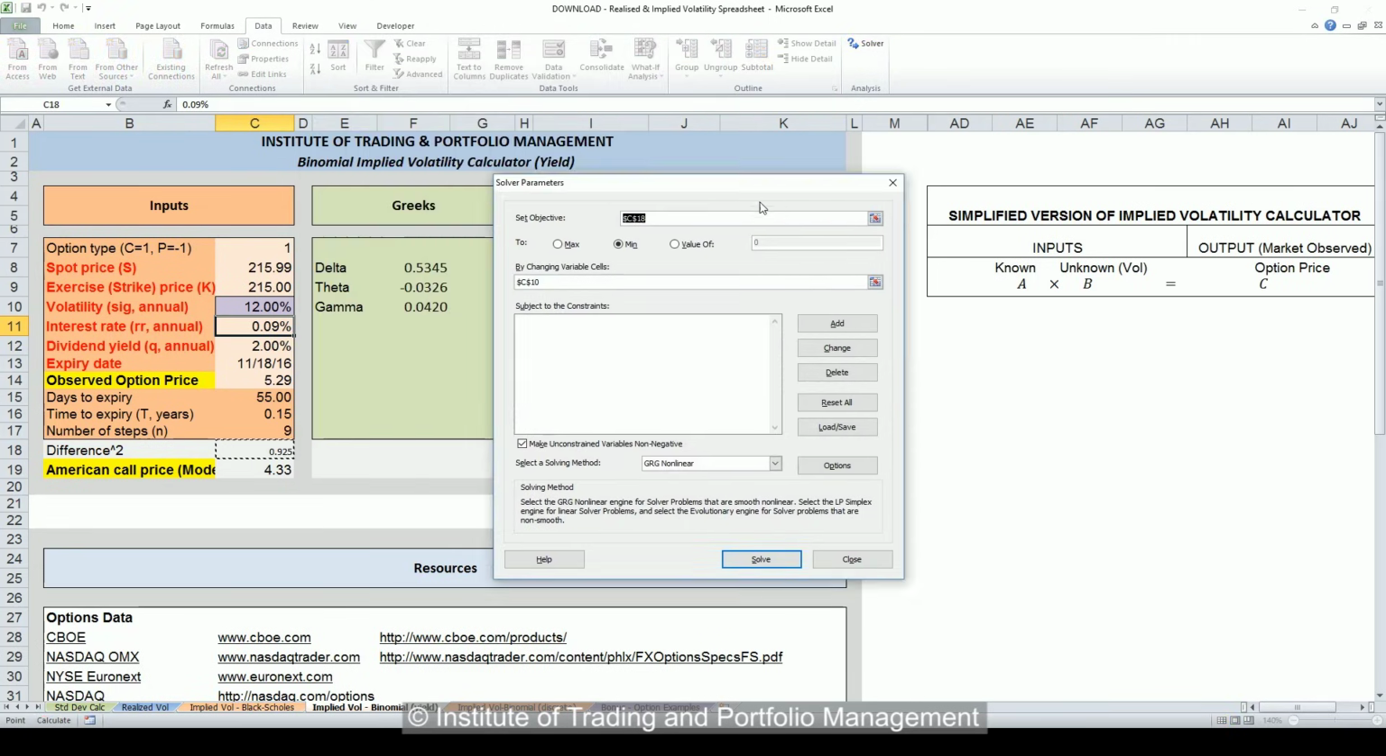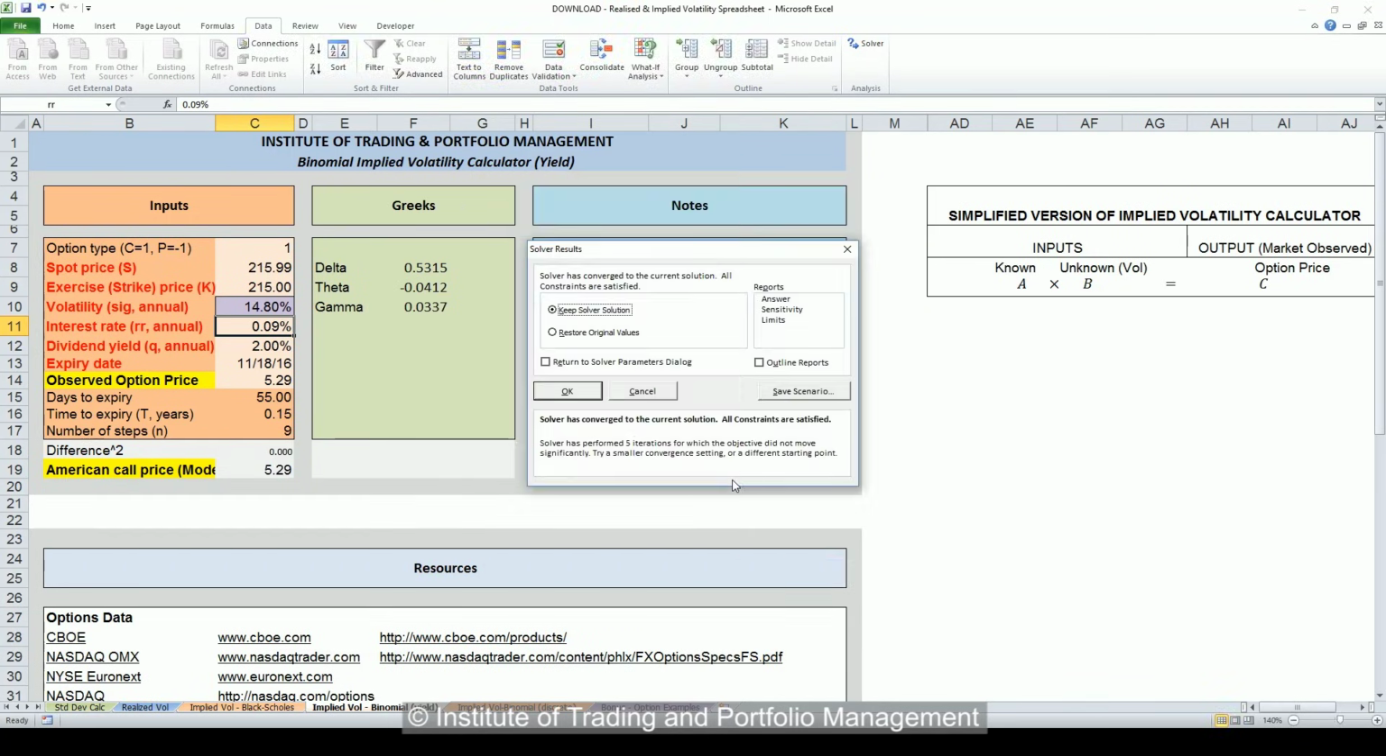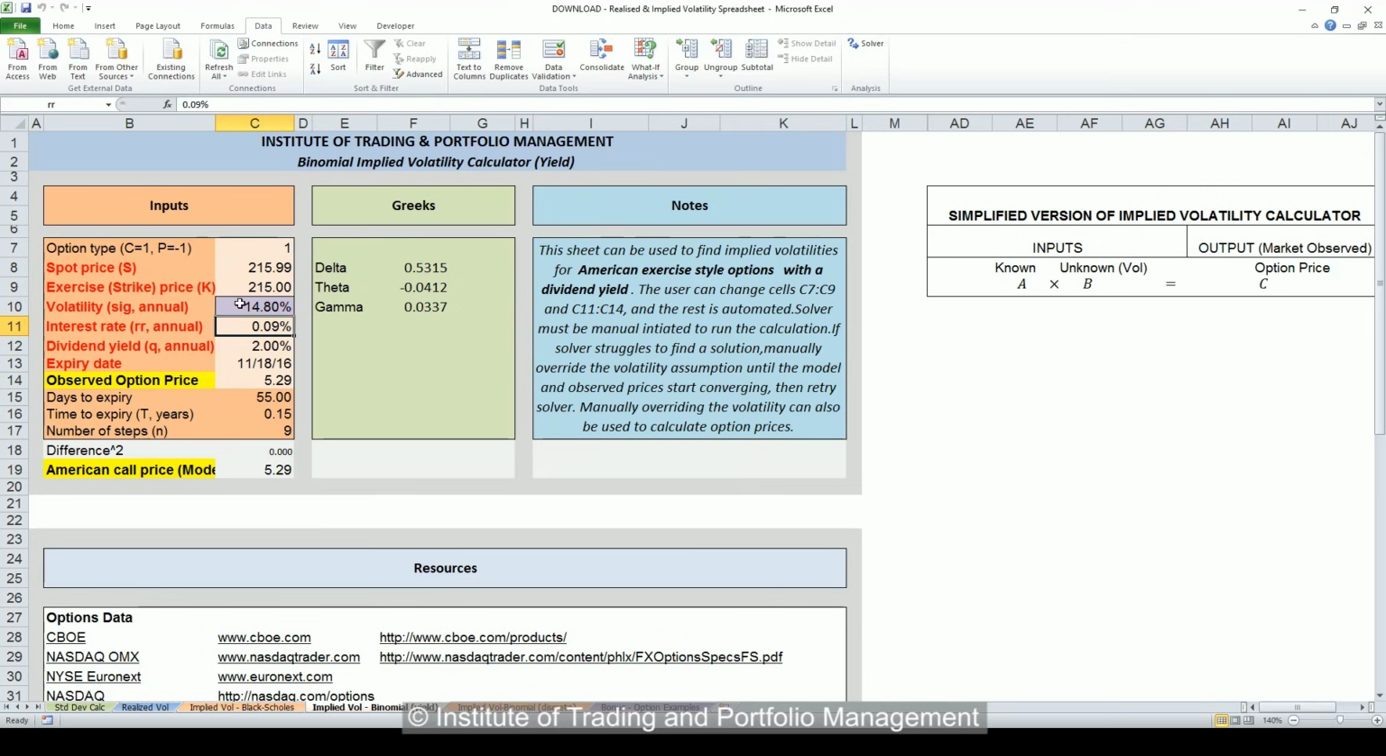So we click on Solver. You'll find that the parameters are already set up. You don't need to worry about changing those, but essentially all it's doing is setting an objective cell to zero, minimizing it. The cell is the difference between the option prices by changing the volatility. And all you do is you click Solve. Came up with a solution, press OK, and you'll see that the volatility has changed to 14.8%. And that is it. That's our value of implied volatility. It's an annualized standard deviation.